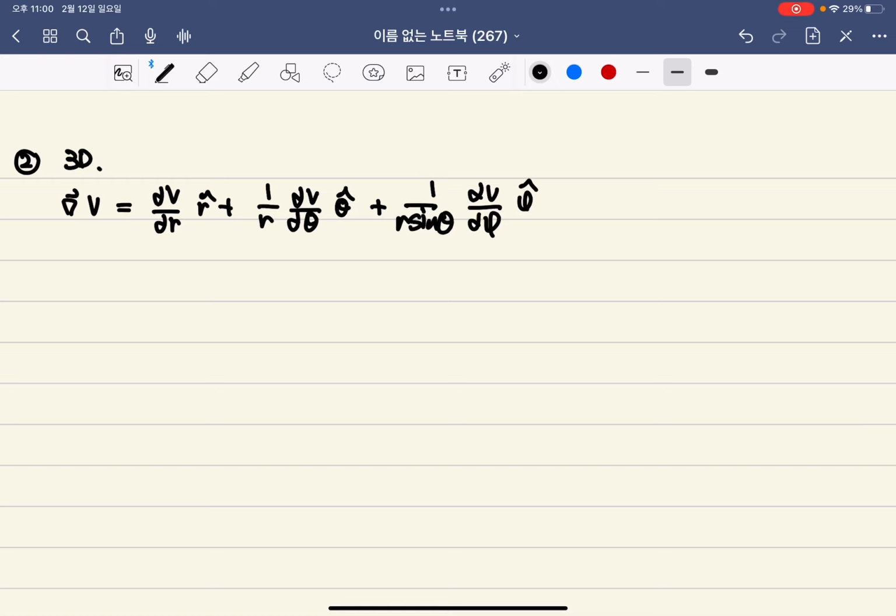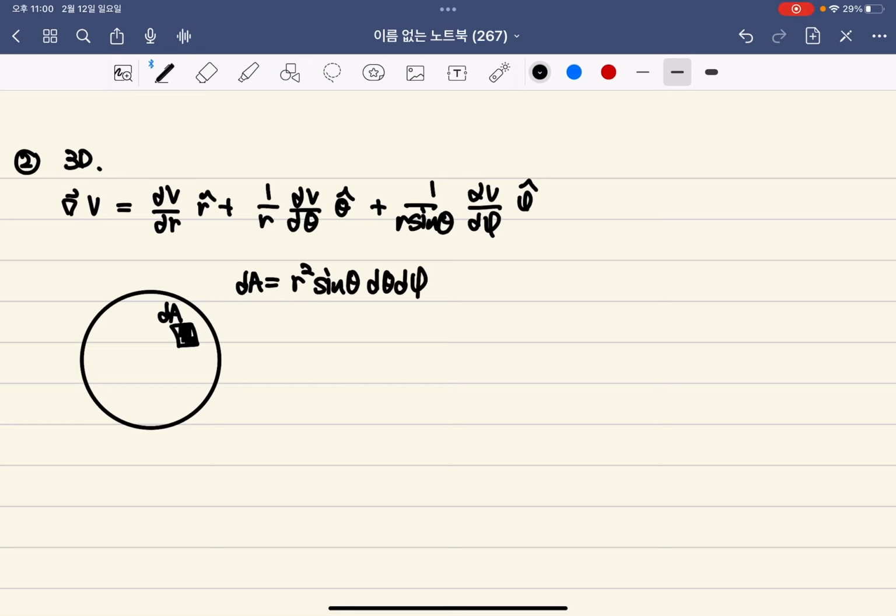And you should also know that in spherical coordinates, a little surface dA equals r squared sine theta d theta d phi, where theta is this angle and phi is this angle.